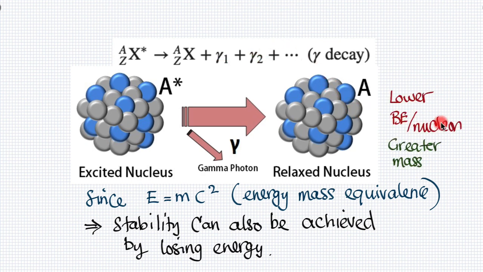Now, what does a more stable nucleus mean? Well, it means it has a lower binding energy per nucleon value, and it also has a greater mass per nucleon value. So we said that the mass of a nucleon depends on which nucleus it's in. When a nucleus becomes more stable, the mass of a nucleon actually increases.